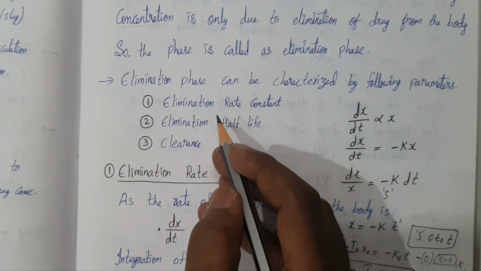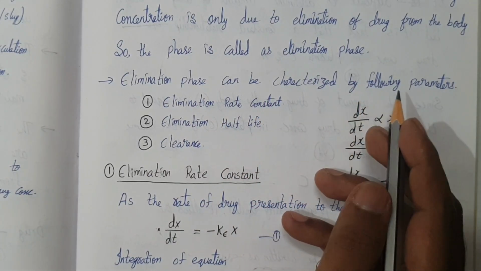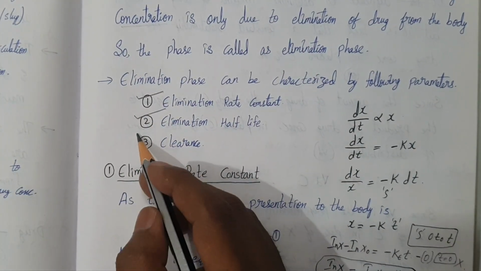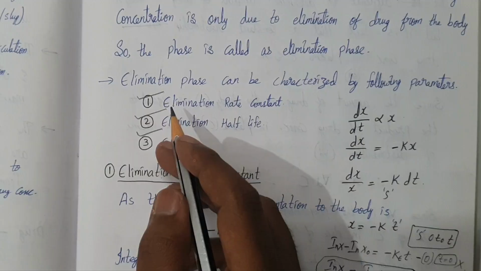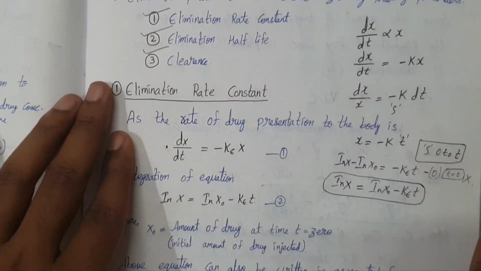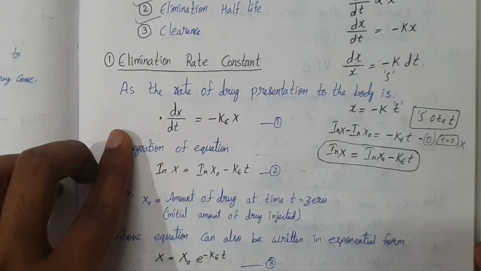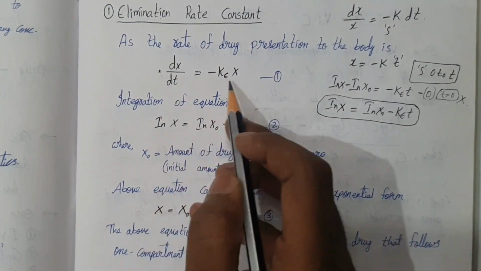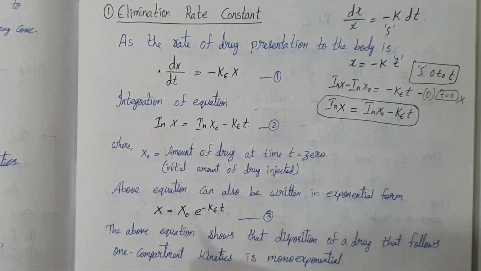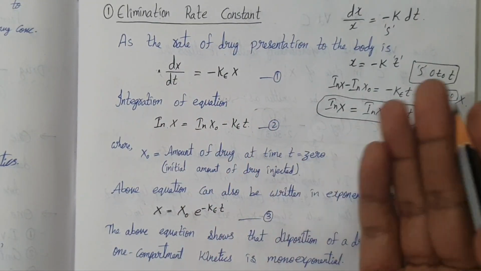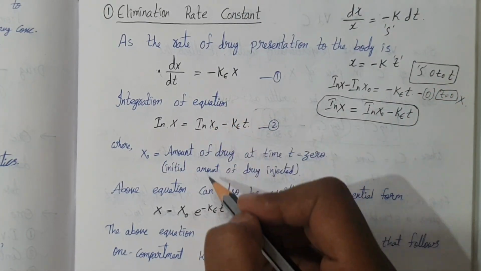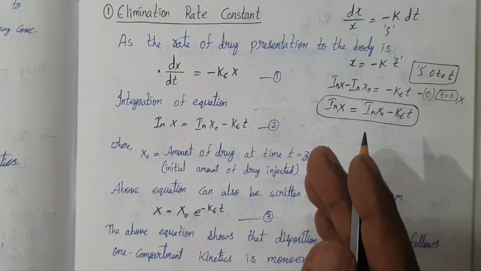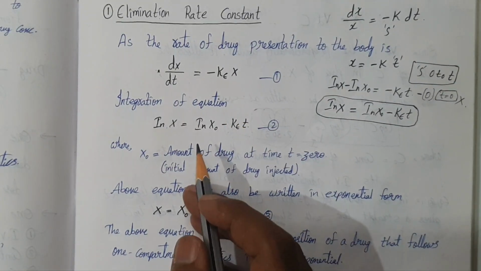Now, the elimination phase is characterized by the following parameters. First one is elimination rate constant, then elimination half-life, then clearance. We'll look at all three of them. First, we have the elimination rate constant. In the exam, you have to write these formulas, these equations only. You have to remember this. If you don't want to remember, I will show you how to get these equations, but it will be lengthy, so it is better for you to remember these equations only.